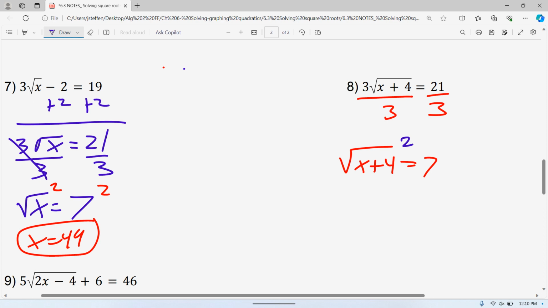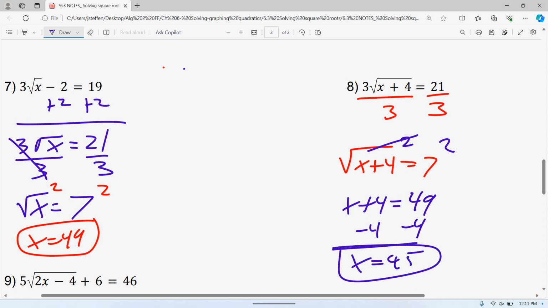But again, there's some people that forget and they try to subtract 4. You cannot do anything inside that square root until you cancel it. So we have x plus 4 is equal to 7 squared, which is 49. Now that the square root is done, now we can simplify, and now we can get that x by itself. So subtract 4, we get x is equal to 45.